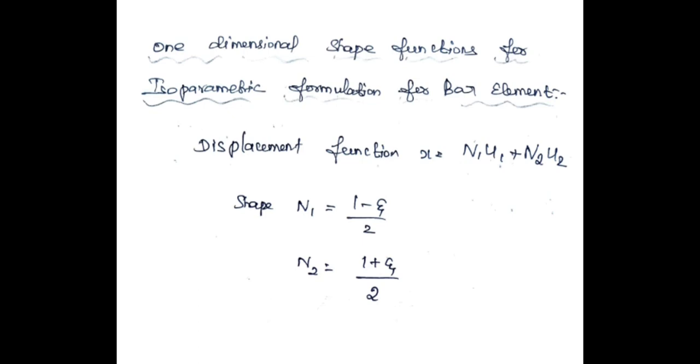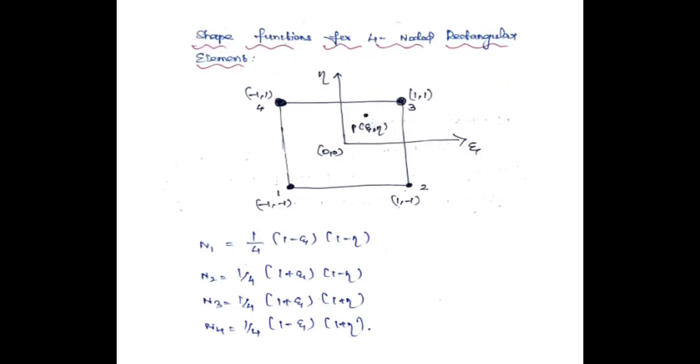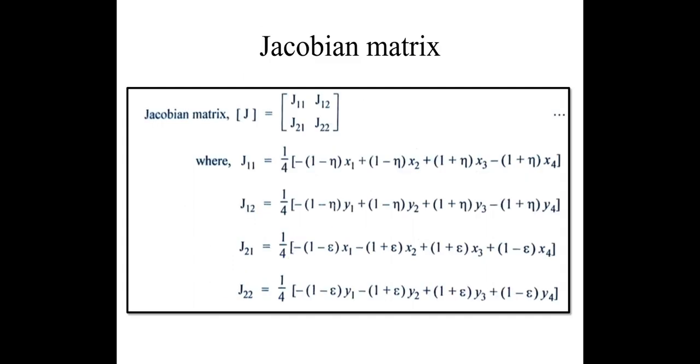It is a formula for the one-dimensional shape function, the isoparametric formulation of the bar element. Displacement function x equals N1 u1, where u is the displacement about the x-axis or y-axis. It is a shape function of a 4-node rectangular element. It is a diagram. It gives the natural coordinate as well as the Cartesian coordinate. It is a formula 1/4 (1 minus zeta)(1 minus nu). You can understand how the formula is written in this method.